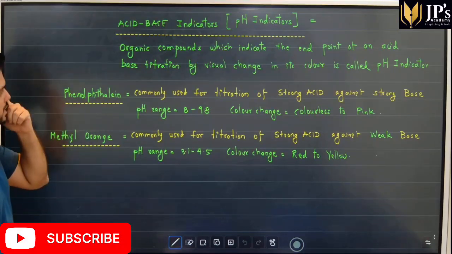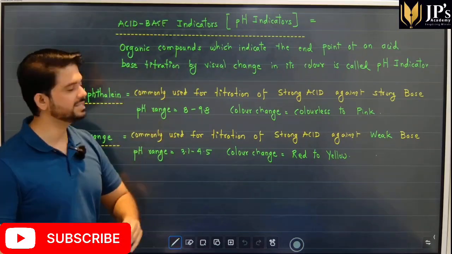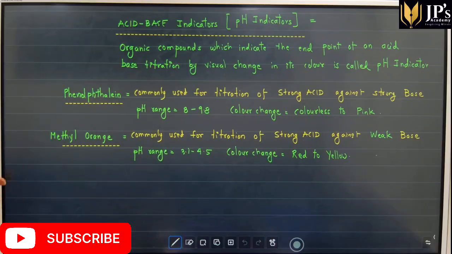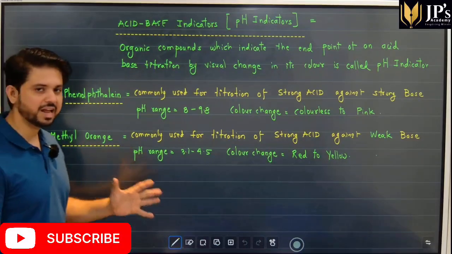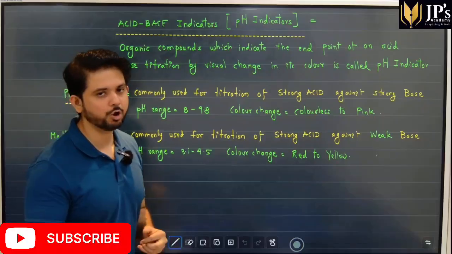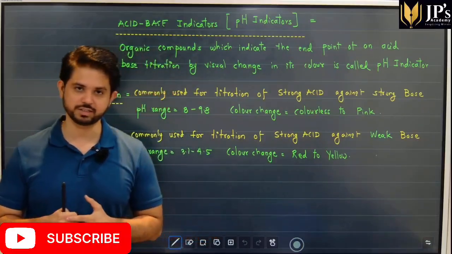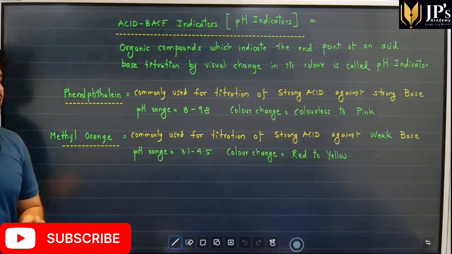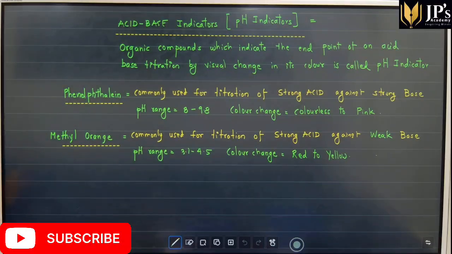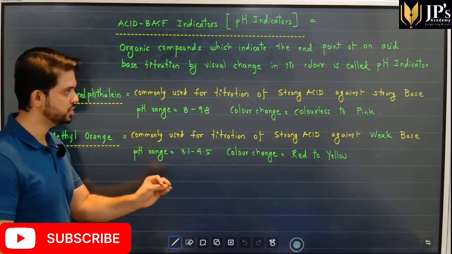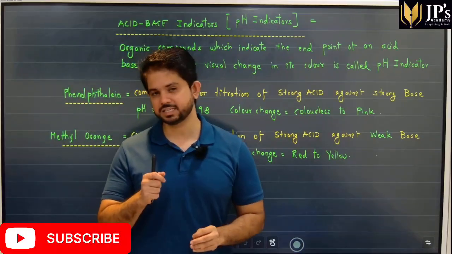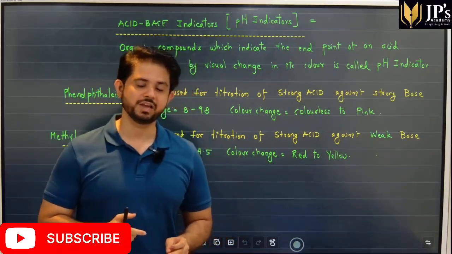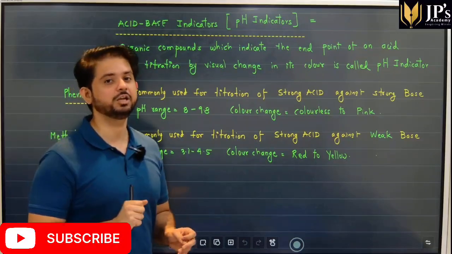And moving towards the last slide, students, we have what are called acid-base indicators or pH indicators. Now, students, I hope everyone has done titration. So you will know that in titration you use an indicator. Organic compounds which indicate the end point of an acid-base titration by visual change. When you do a titration, the moment there is a color change, you understand, yes, we have reached the end point, we have reached equivalence.